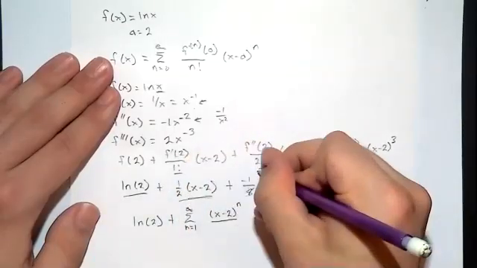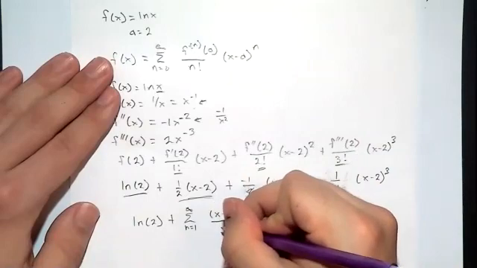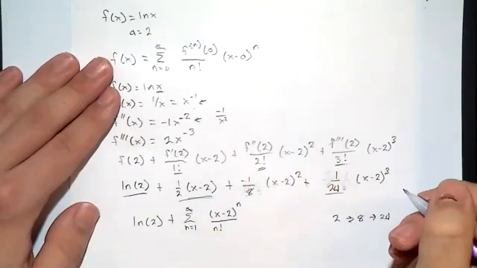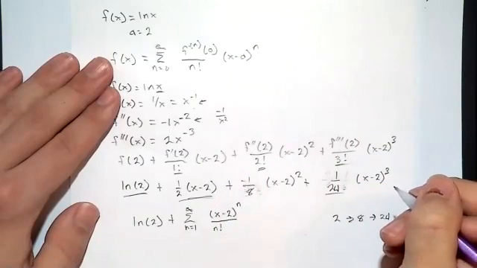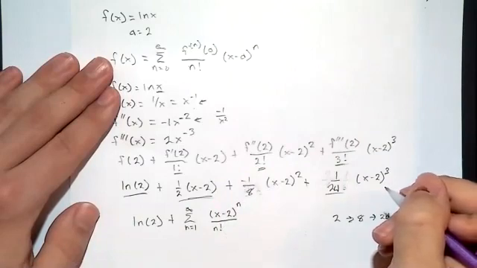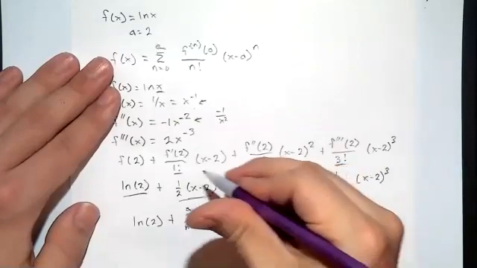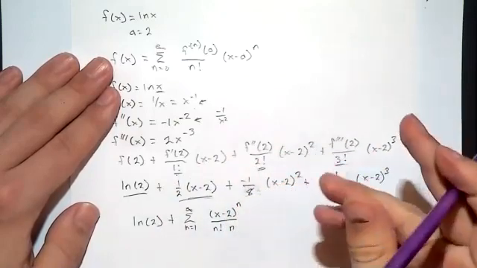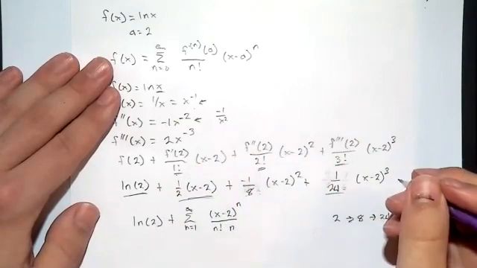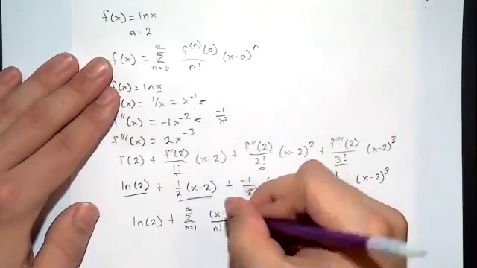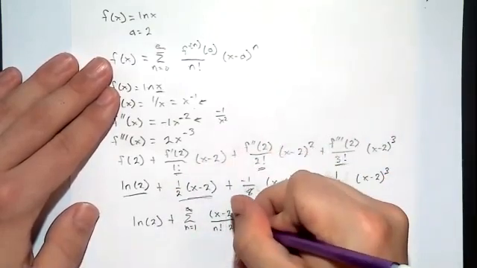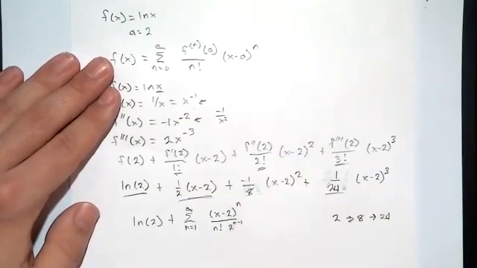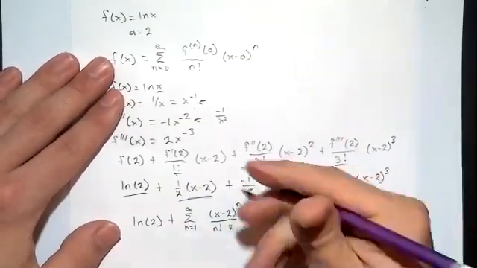In this case, it'd still be n factorial and then times 2 to the n, is that right? I think it's 2 to the n minus 1, right? Because you start at n equals 1. Well, our first term is 1/2, right? It is 1/2, so we're good.